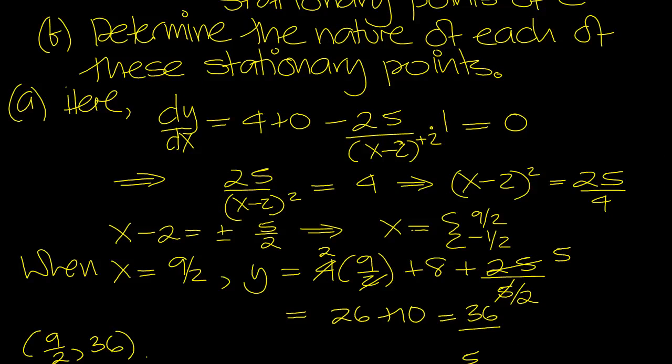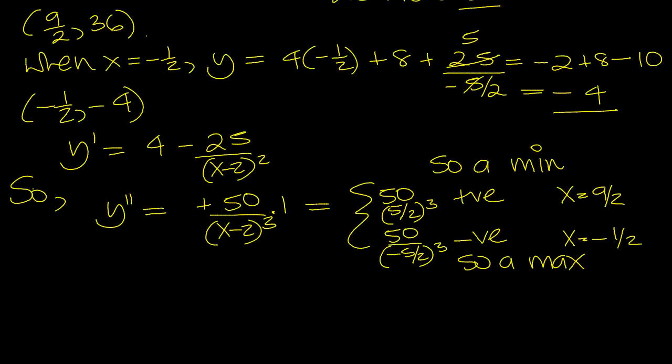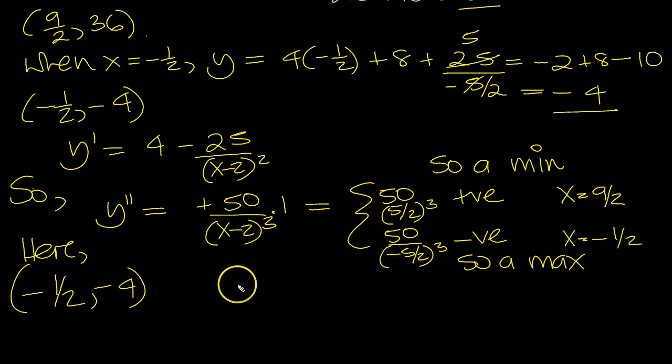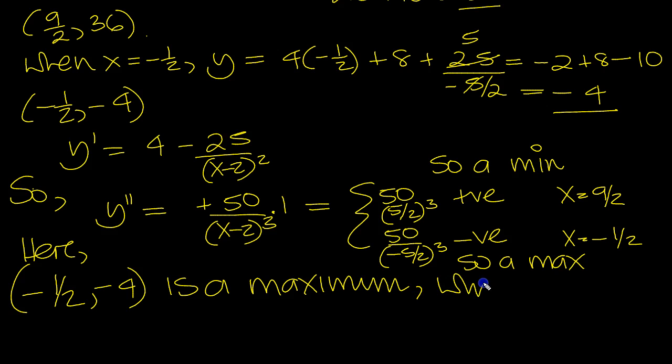Okay, so that's what we've got then, the nature of these stationary points. So (minus 1/2, minus 4), that point, when x is minus 1/2, is a maximum. Whilst the point (9 over 2, 36) is a minimum.